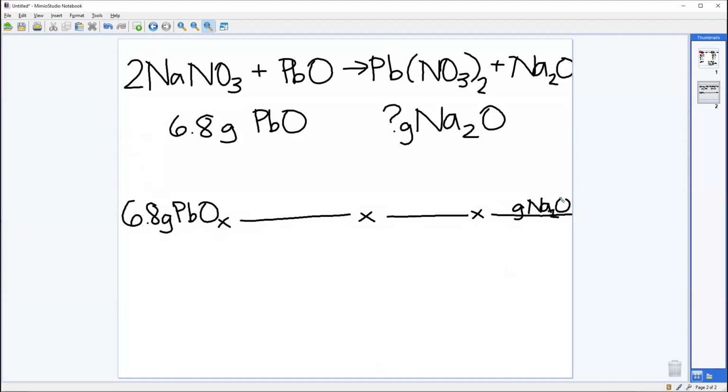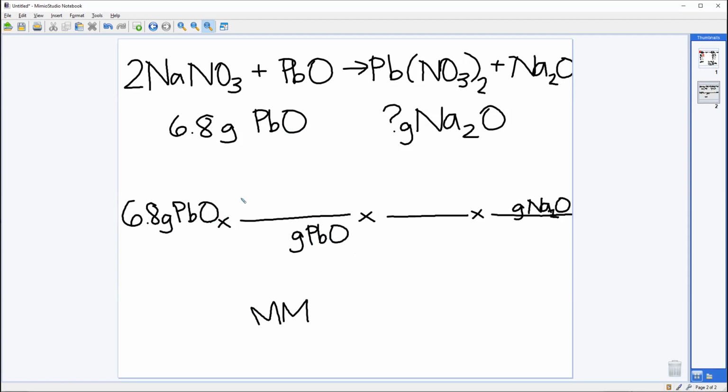That's my final goal, is to get here. So now I'm going to figure out, what am I going to put in the middle? Okay, so I know my first step here has got to be molar mass, because I've got to get to moles of lead 2 oxide. Now, this is on the top. Grams of lead oxide is on the top here. So grams of lead oxide has to go on the bottom here.